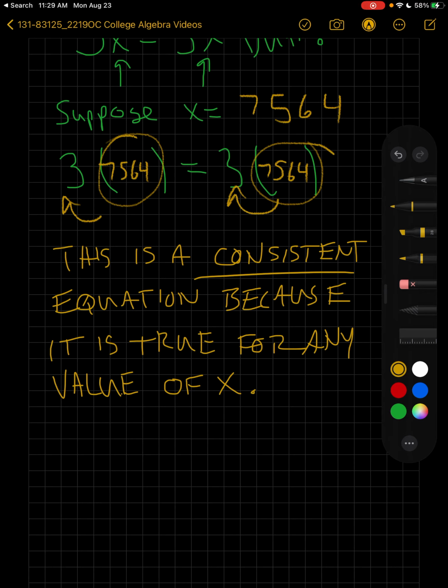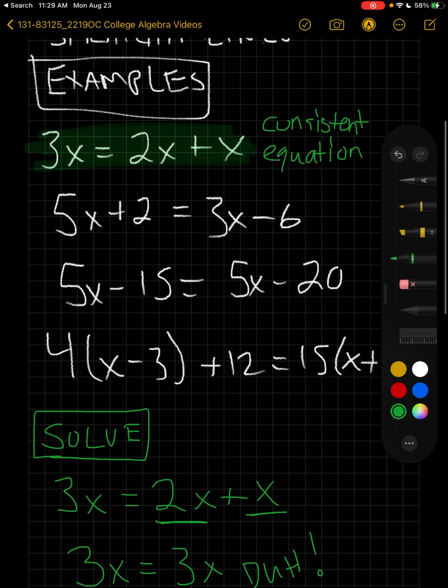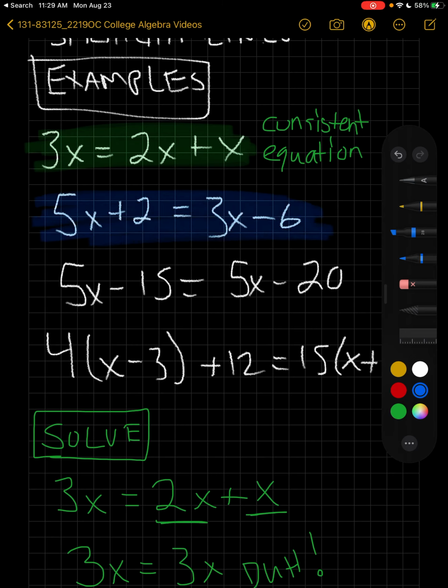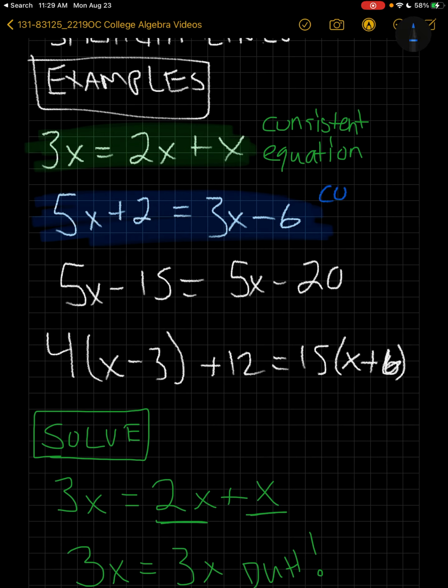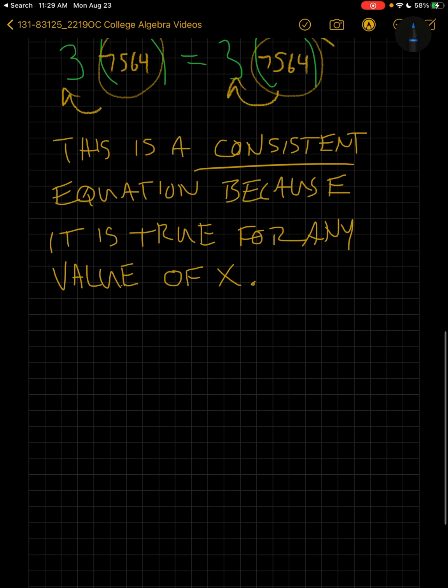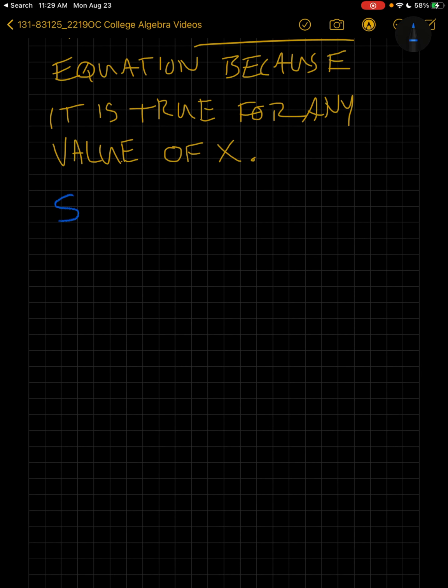Let's take a look at our second example that we had here. This one is what you would call a conditional equation. Let's solve this guy in blue. So we have 5x plus 2 is equal to 3x minus 6. This is going to turn out to be a conditional equation, and I'll show you how you would know that. All of these, you're going to figure out the type of equation they are by solving them.